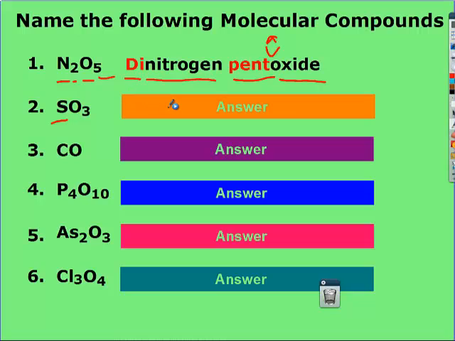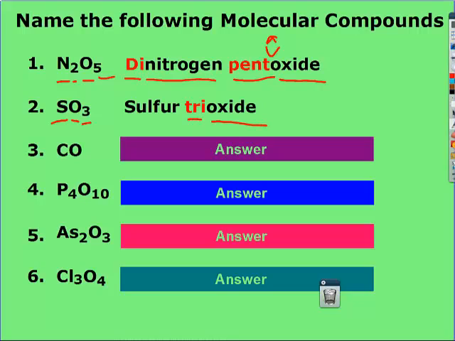So this is just going to be sulfur, just sulfur. And then we have oxygen, and we have 3 of them, so it's going to be tri. Oxygen is oxide, trioxide. Okay. Pause the video and try to do the next 4 on your own.